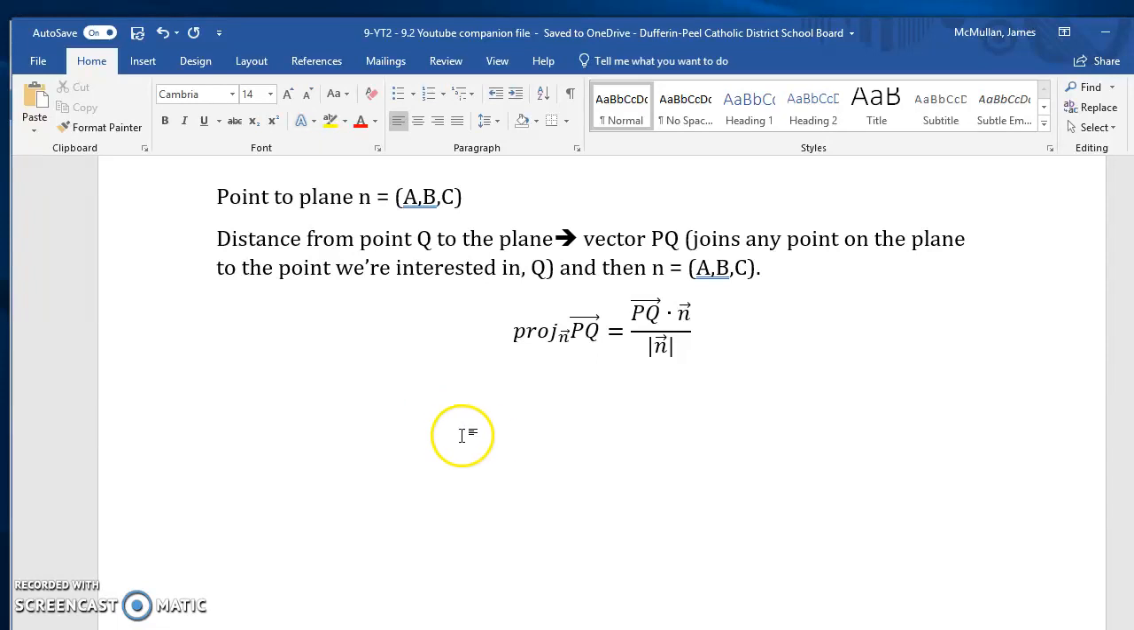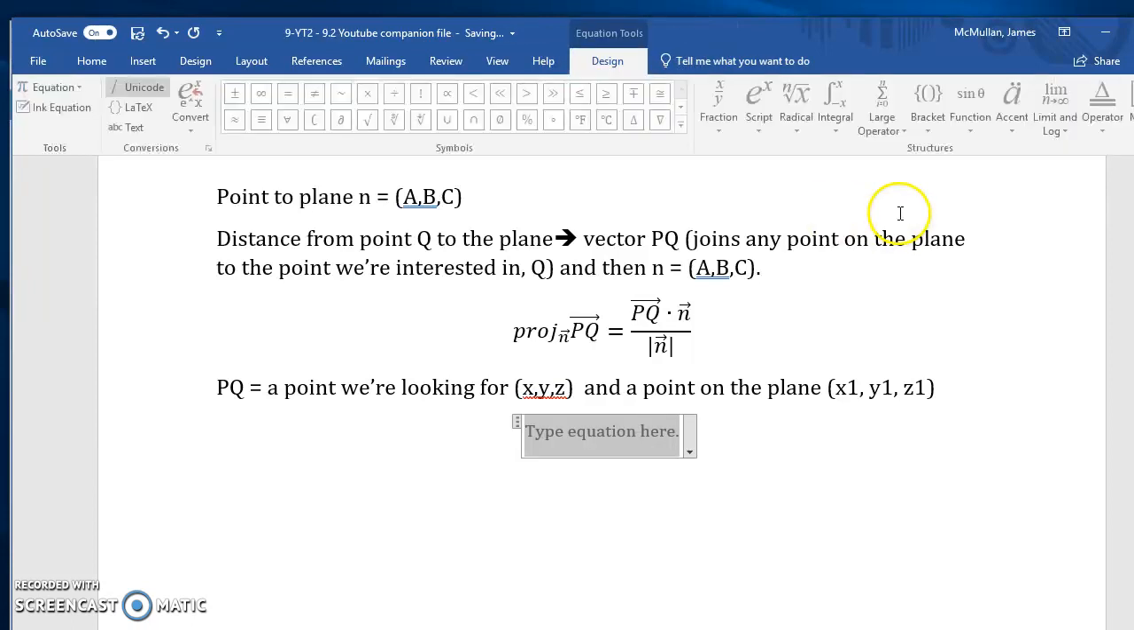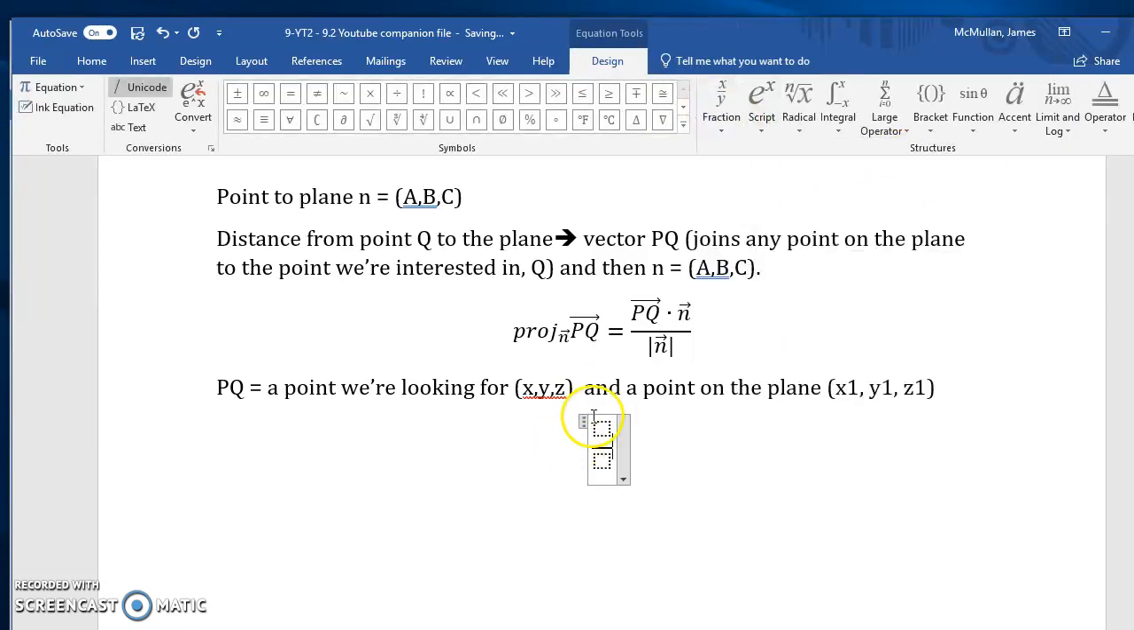Now, for those of you who like formulas, we can think about this PQ. Remember that PQ is simply a point we are looking for. Let's call it x, y, z, and a point on the plane. Let's call that x1, y1, z1. Given that, you can actually create a pretty good formula here in terms of just breaking this down.